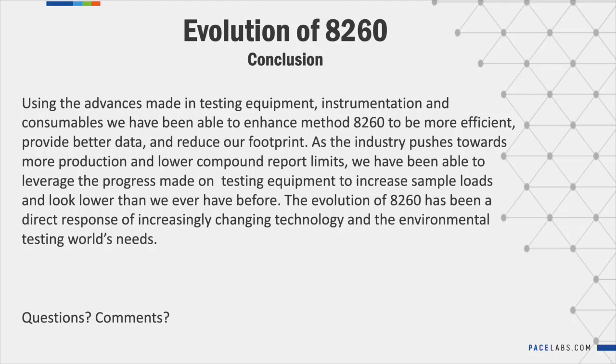So, using the advances made in testing equipment, instrumentation, and consumables, we have been able to enhance Method 8260 to be more efficient, provide better data, and reduce our overall carbon footprint. As the industry pushes towards more production and lower compound reporting limits, we have been able to leverage the progress made on testing equipment to increase sample loads and look lower than we ever have before. The evolution of 8260 has been a direct response of increasingly changing technology and the environmental testing world's needs.